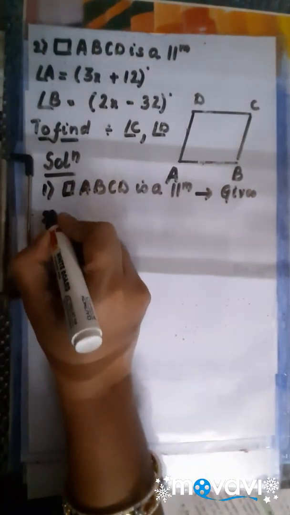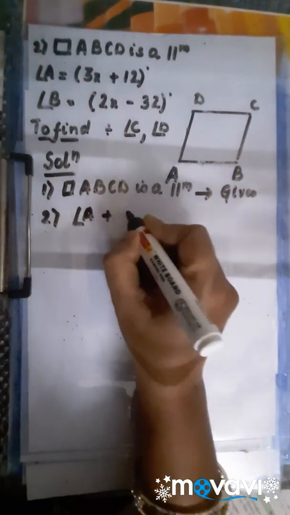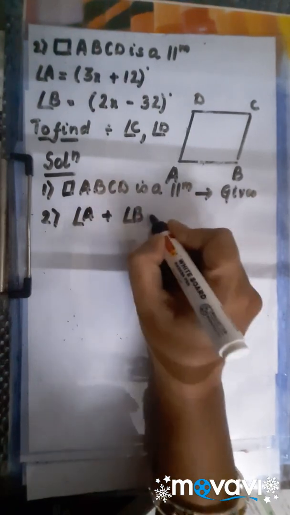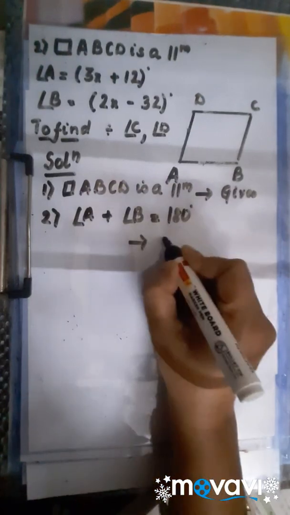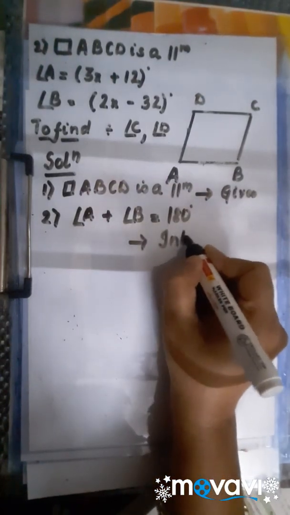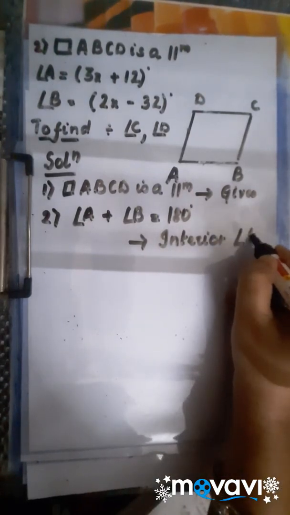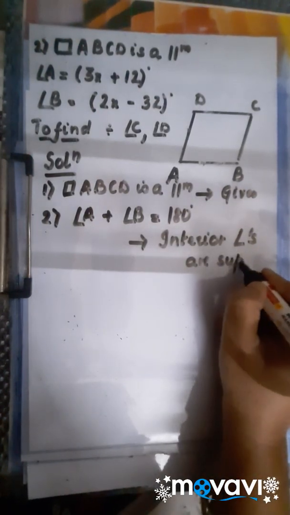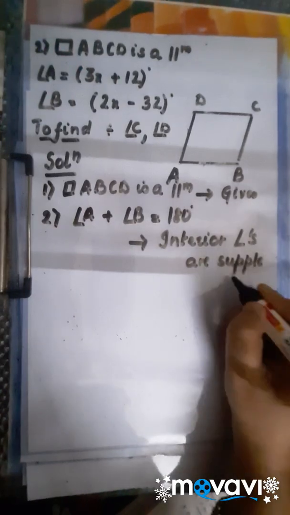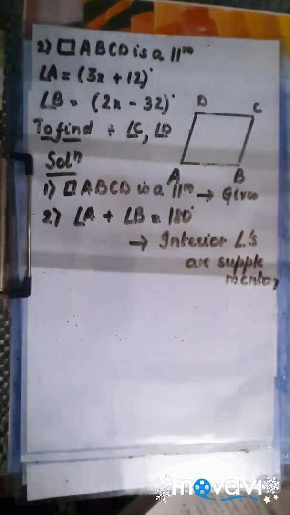So in the second step we can say that angle A plus angle B is equal to 180 degrees. What is the reason? Interior angles are supplementary because it's a parallelogram. Okay, therefore interior angles are supplementary. Is this clear?